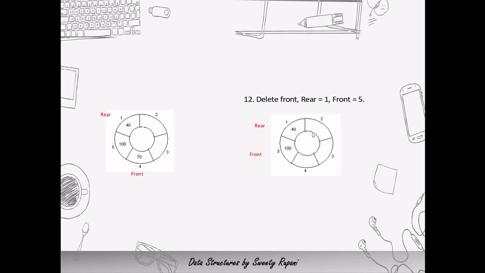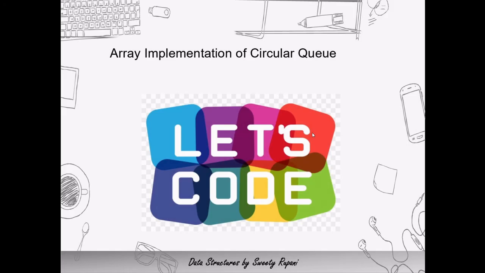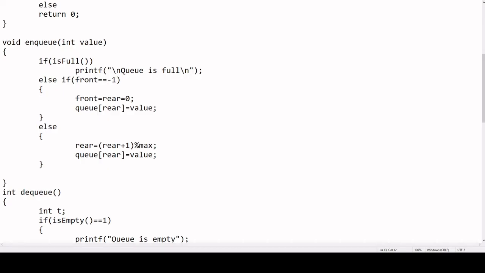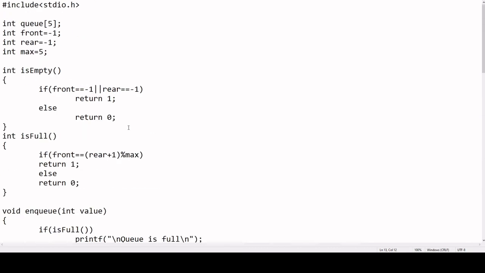Let us now have a look at an implementation of a circular queue. Here I have taken a queue integer array of size 5, followed by which front and rear are initialized with -1, and max is the value that gives me the size of the queue, 5.